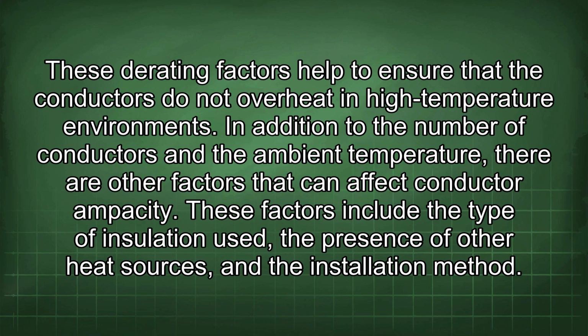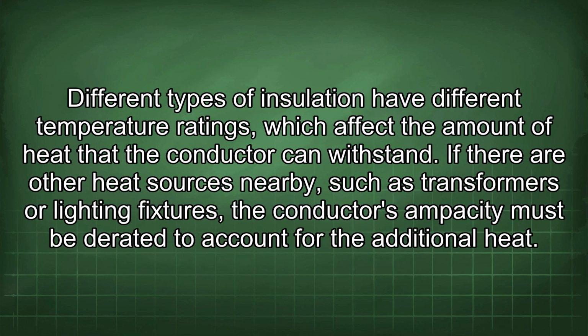In addition to the number of conductors and the ambient temperature, there are other factors that can affect conductor ampacity. These factors include the type of insulation used, the presence of other heat sources, and the insulation method. Different types of insulation have different temperature ratings, which affect the amount of heat that the conductor can withstand. If there are other heat sources nearby, such as transformers or lighting fixtures, the conductor's ampacity must be derated to account for the additional heat.